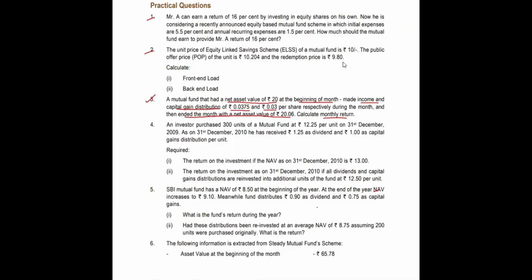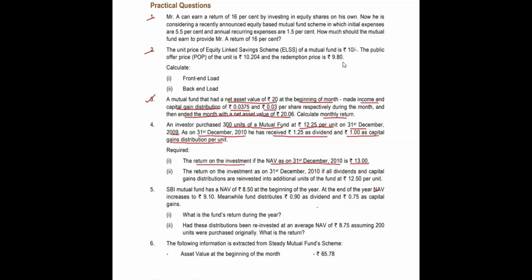Question number 4. An investor purchased 300 units of a mutual fund at rupees 12.25 per unit on 31st December 2009. As on 31st December 2010, he has received rupees 1.25 as dividend and rupees 1 as capital gains distribution per unit. Okay. We need to calculate the return on the investment if NAV as on 31st December 2010 is rupees 13.